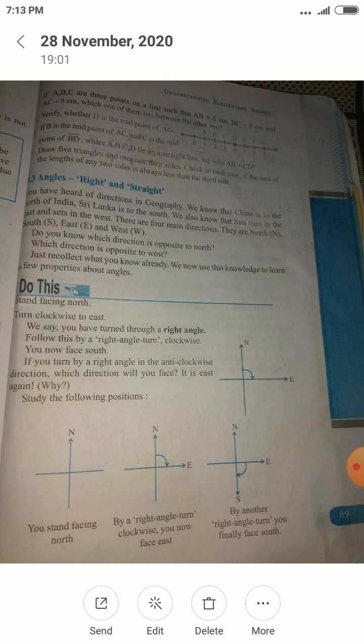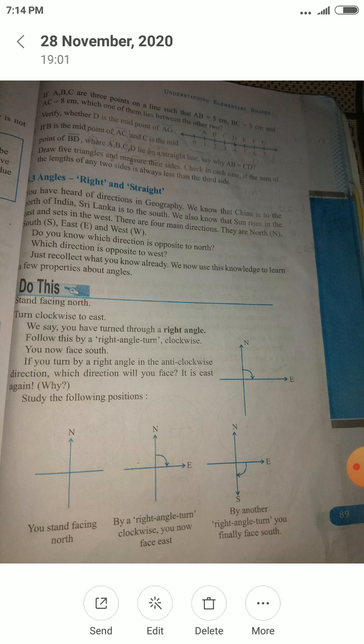Here in this concept, we will study right and straight angles. A right angle is 90 degrees. So how is the right angle or 90 degree formed in a clock? A right angle is 1/4 revolution of a clock. One complete revolution is 360 degrees and 1/4 of it is 90 degrees. And a straight angle is half of the revolution, that is 180 degrees.